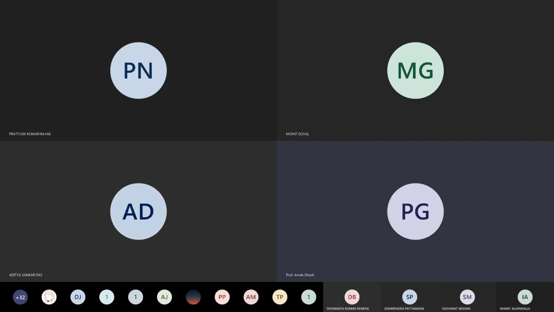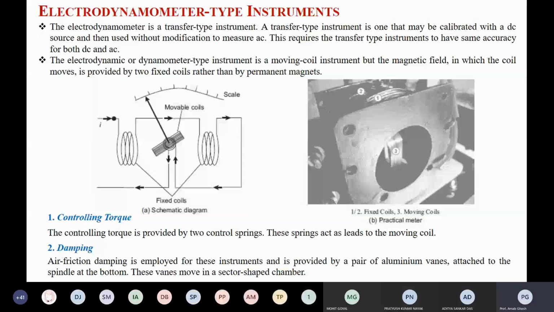I think you have been studying different electromechanical instruments like your PMMC meter. Then I discussed moving iron type instruments in my last class. So another two electromechanical instruments, like your analog instruments, I am going to discuss in today's session. One of them is the electrodynamometer-type instrument. Another one is the electrostatic instrument.